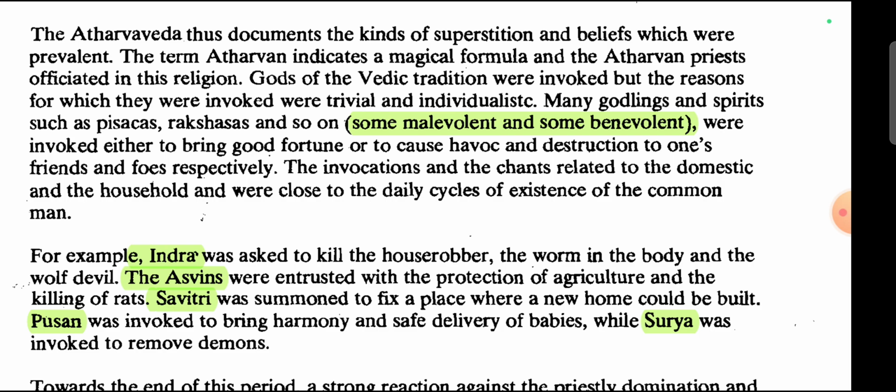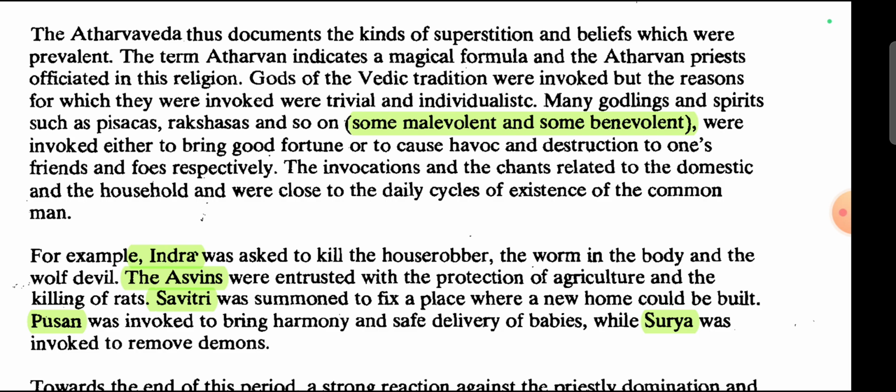Many godlings and spirits such as Pishachas, Rakshasas, and so on, some malevolent and some benevolent, were invoked either to bring good fortune or to cause havoc and destruction to one's friends and foes respectively. The invocations and the chants related to the domestic and the household, and were close to the daily cycles of existence of the common man.